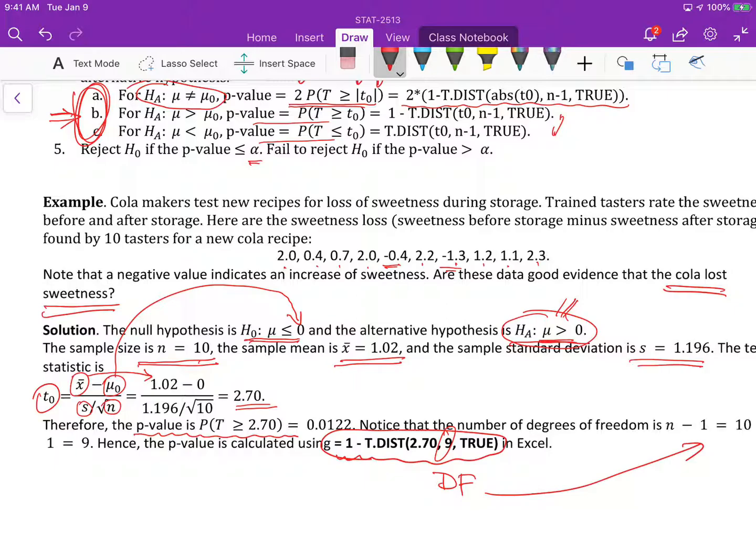After that, we compare the p-value with the significance level. Usually alpha is 0.05. The p-value is smaller than alpha, so we reject H naught, and we claim there is good evidence that cola loses sweetness during storage.